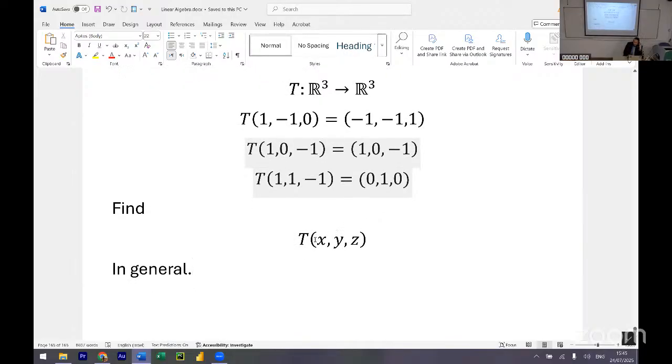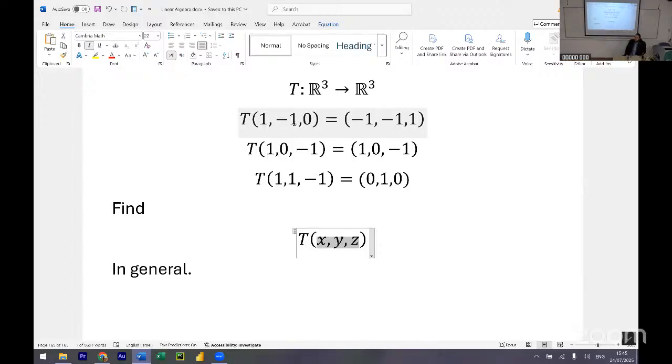The main point here is that if you want to find T of a general (x, y, z), and you are given the values of the images of a basis, then what you need to do is represent (x, y, z) using the basis. That's the whole idea of coordinates, which is super important for linear algebra 2 as well, and also for your test.